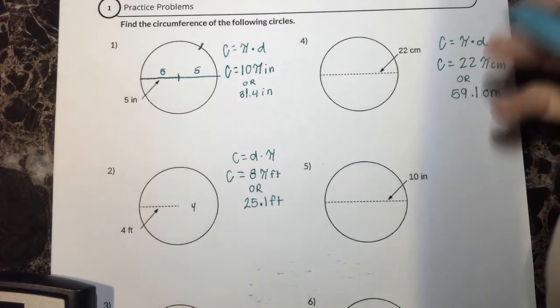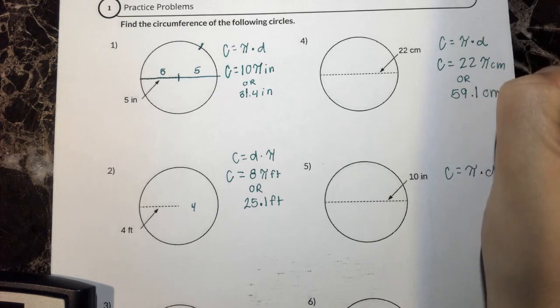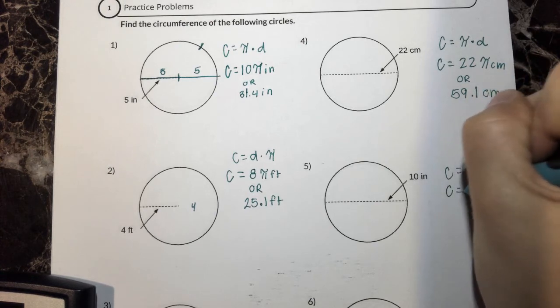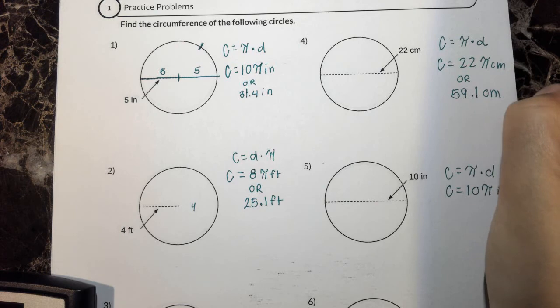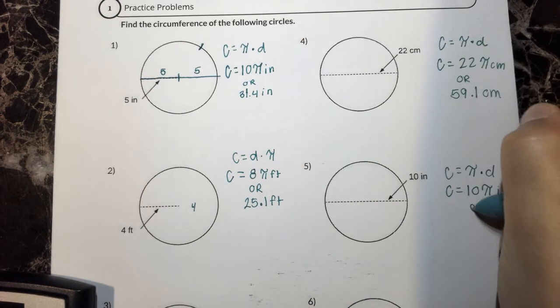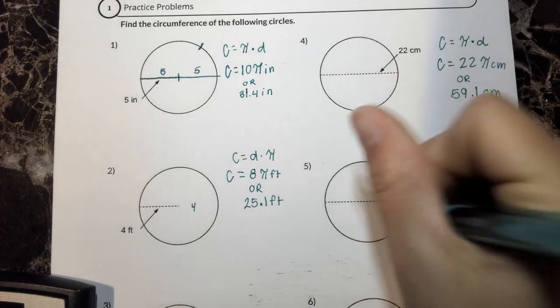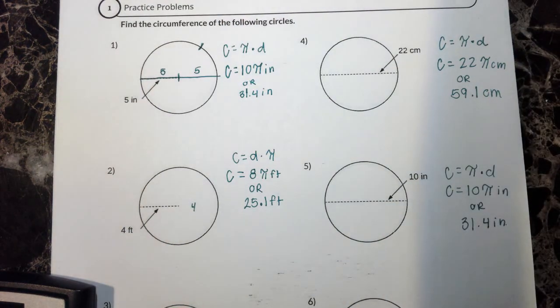Okay, and the last one, you already have it in a diameter. So C equals pi times your diameter. You should have put that C equals 10 pi inches, or we already have that actually up here. We know that it is 31.4 inches. So these are the exact same circles.